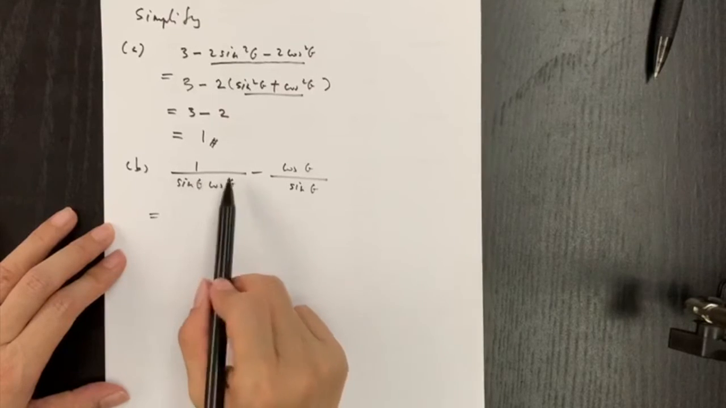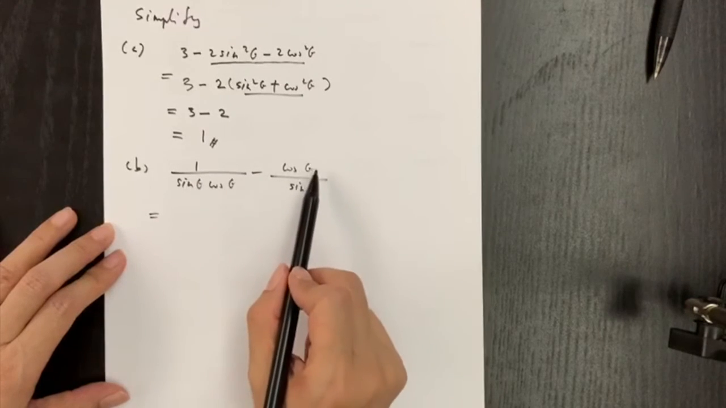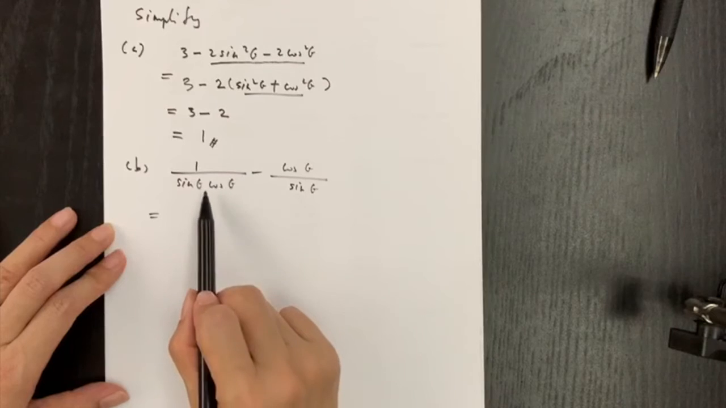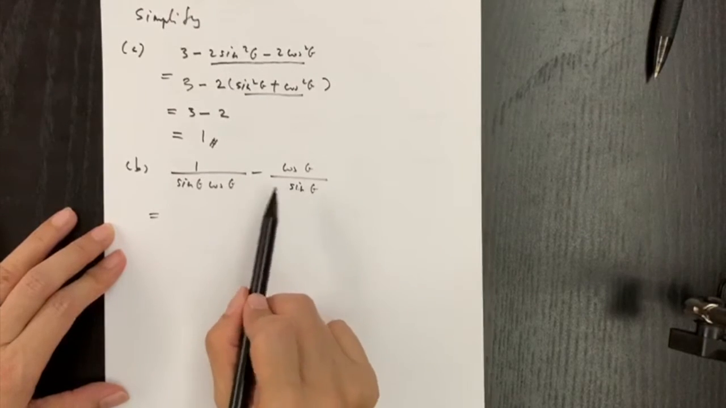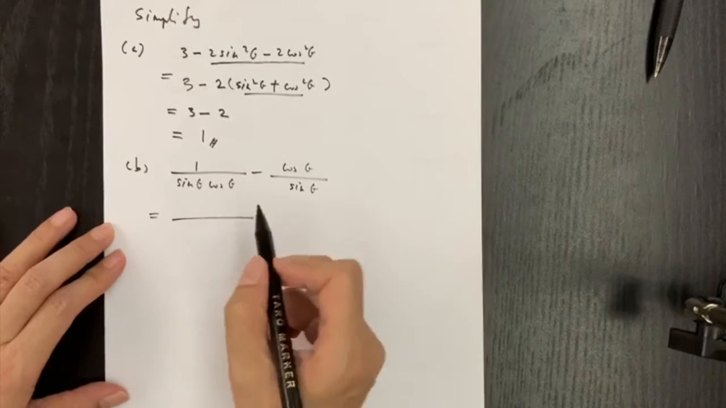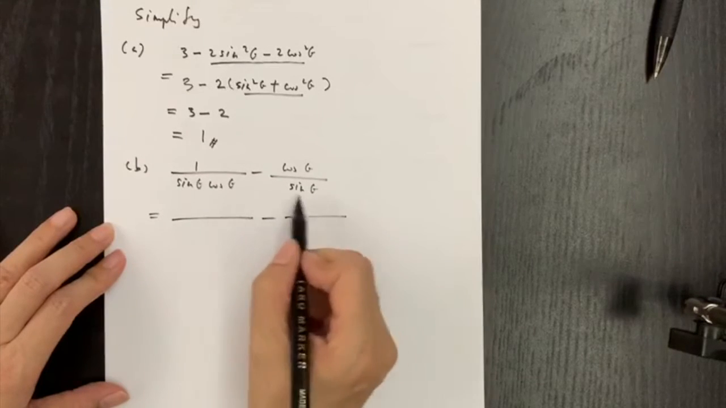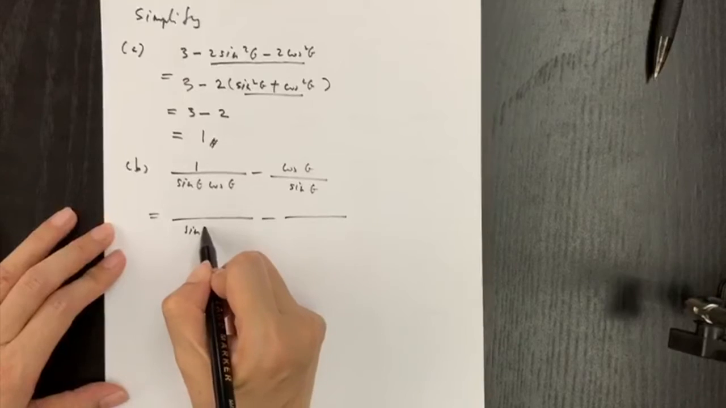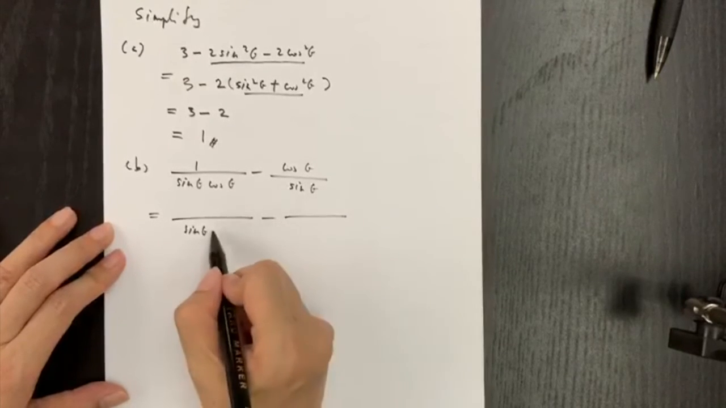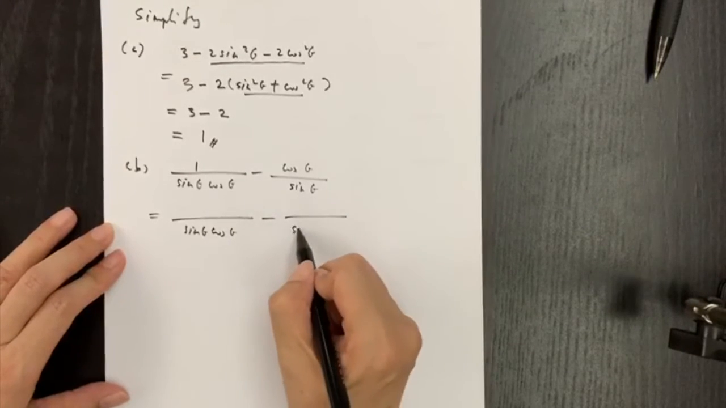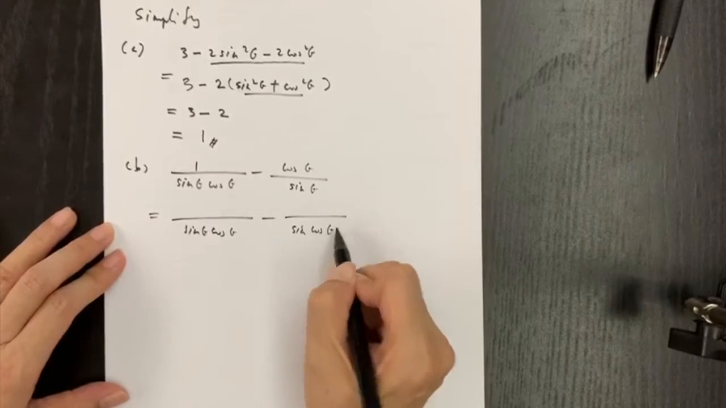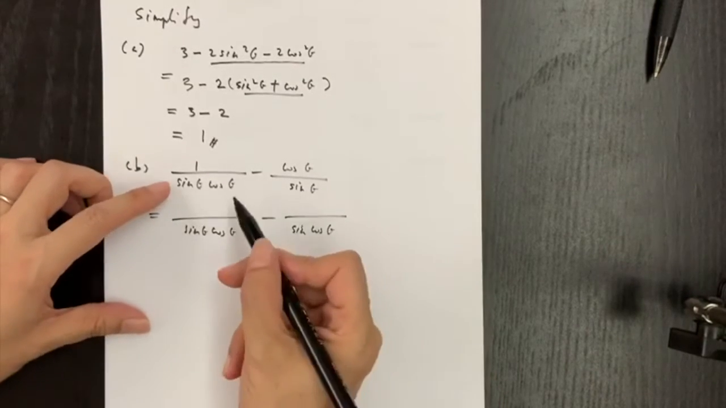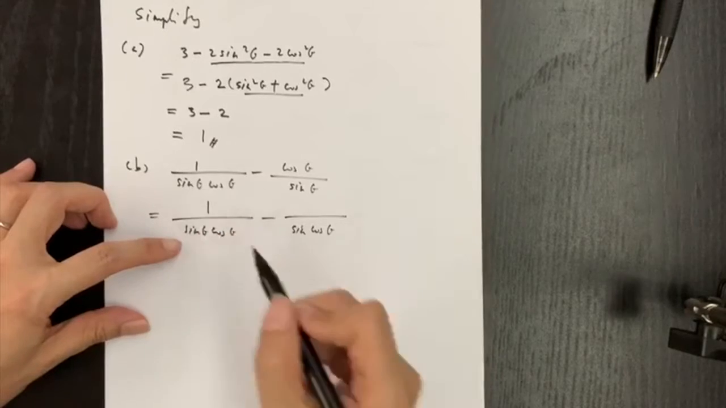We have 1 over sine theta cosine theta minus cosine theta over sine theta. So if we want to combine them together, we must find the LCM. So what is the LCM for this? So we already have sine theta here. So repeat sine theta, and then no cosine theta, so we add cosine theta. So this is sine theta and cosine theta like that. So from here to here, no change. So I have 1 on top.